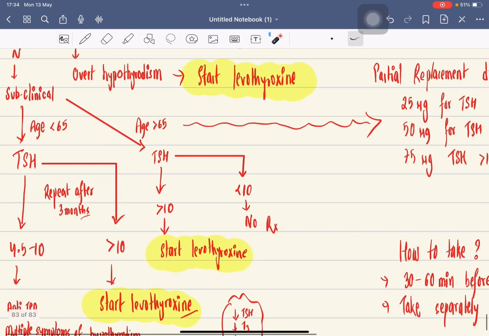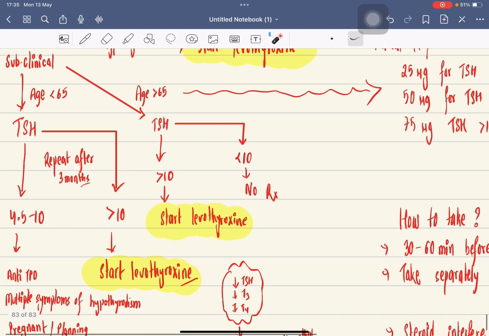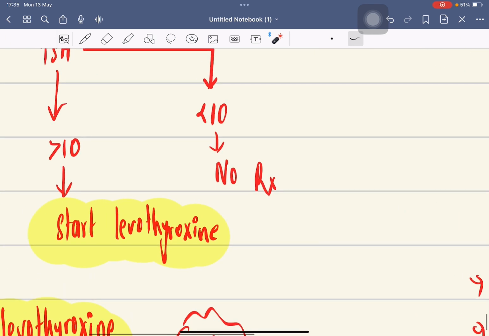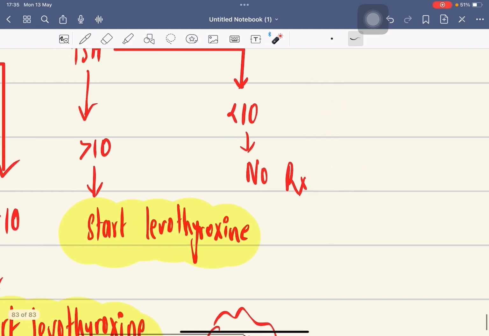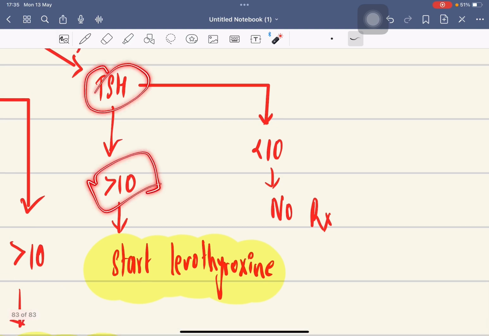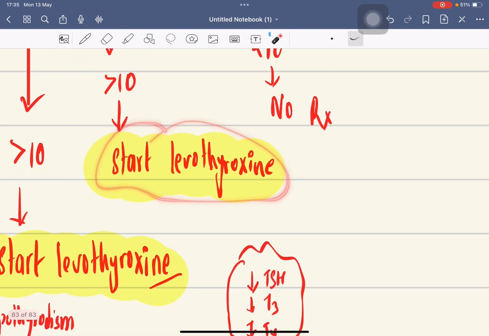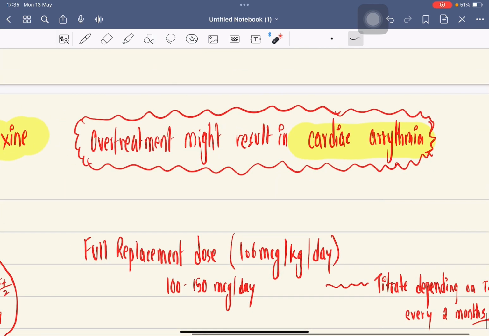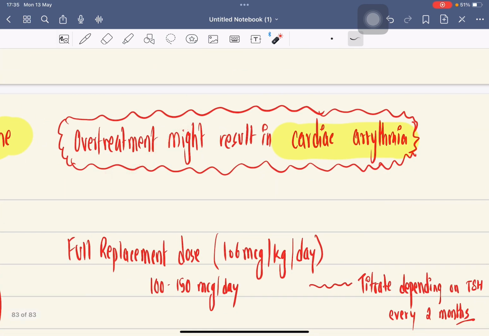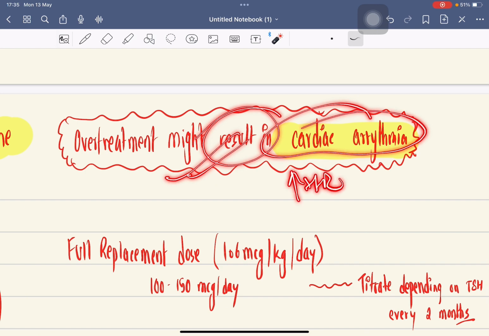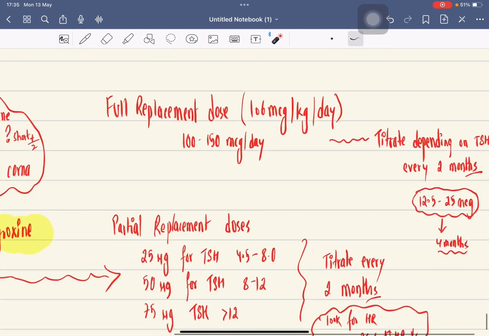And if the age is more than 65 and TSH is less than 10, then we don't require treatment, because over treatment of hypothyroidism might result in cardiac arrhythmia, so we should be aware of that. But if the TSH is more than 10, then we should treat with levothyroxine. As I mentioned earlier, over treatment of hypothyroidism might result in cardiac arrhythmia, increase in the heart rate, and heart failure.